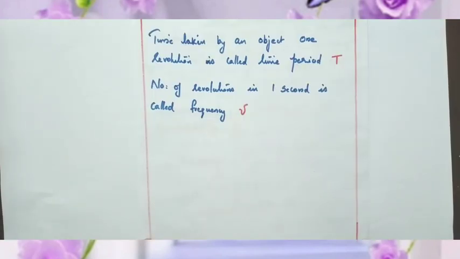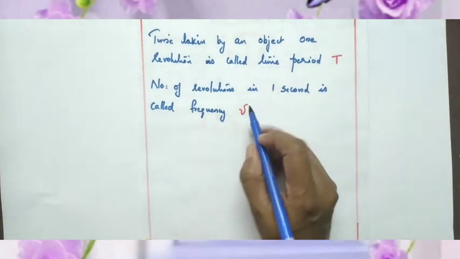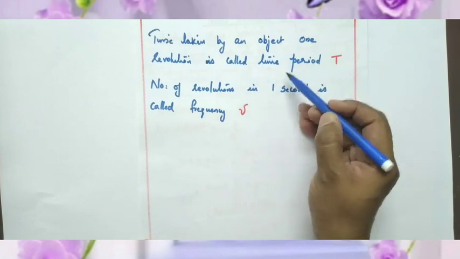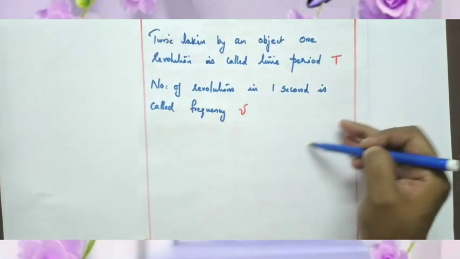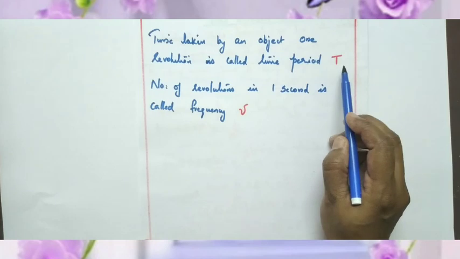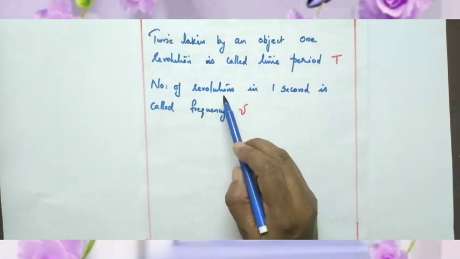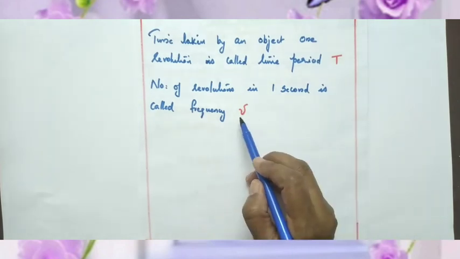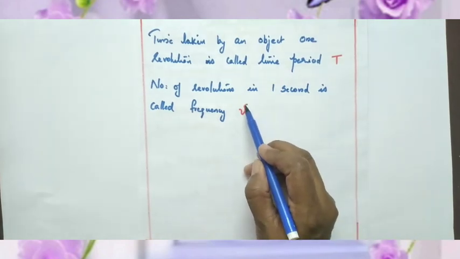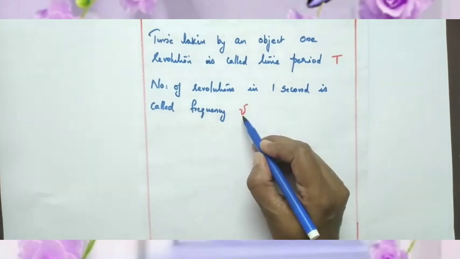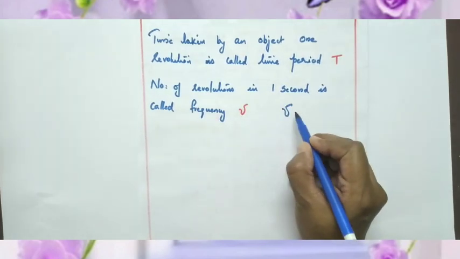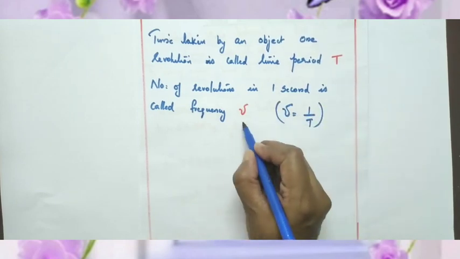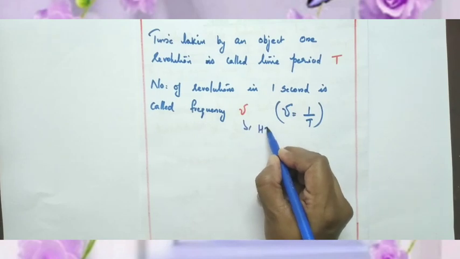In 9th standard you have studied what is time period. Time taken by an object for one complete revolution. For example, if an object is moving in a circular path, the time taken by the object to complete one circular path is called the time period. Its SI unit is second. And the number of revolutions in 1 second is called frequency. It is represented by the Greek letter nu, and the relation between frequency and time period, that also you know, nu equal to 1 by t. And its SI unit is hertz.